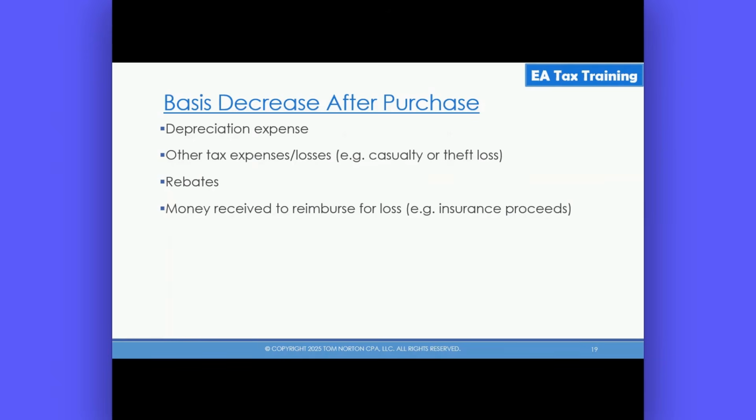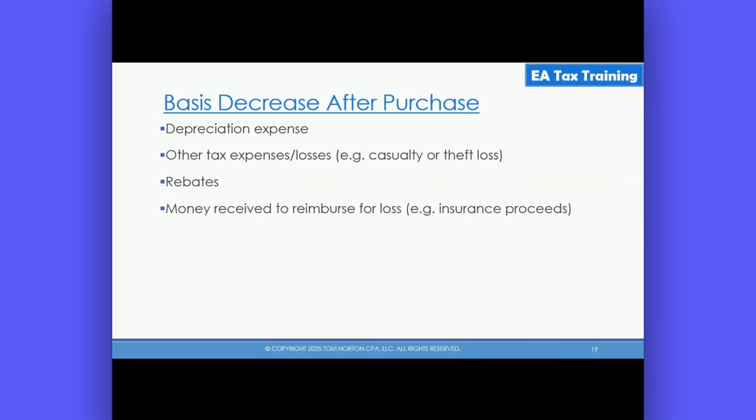So this is mostly a part two concept, except again, we do need to have a basic understanding of it for part one. But depreciation expense that you take on your taxes does decrease your basis, and any other expenses you take related to that asset on your taxes would also decrease the basis. So if you got a casualty loss on an asset, which could happen on a personal non-business asset, that would decrease the basis of that asset.